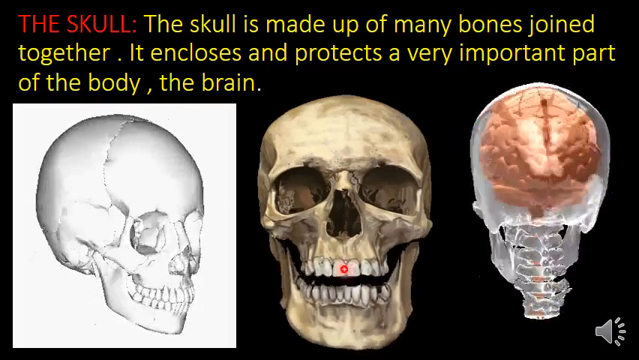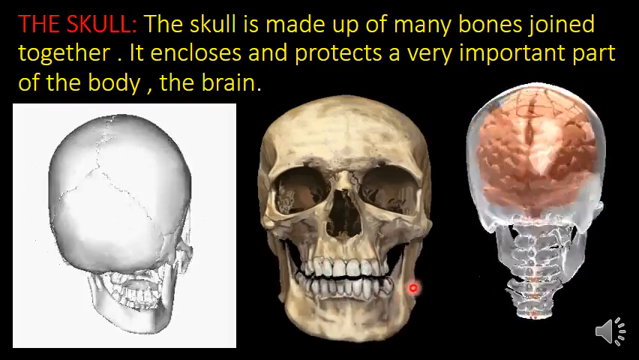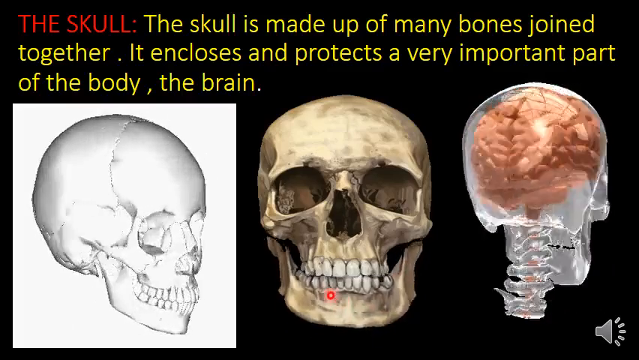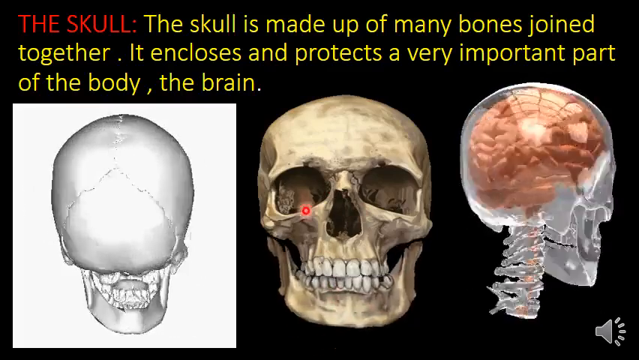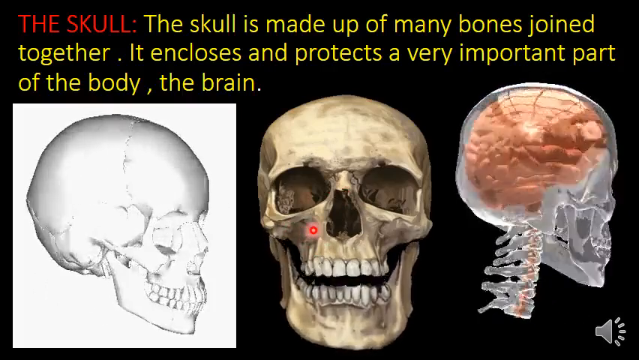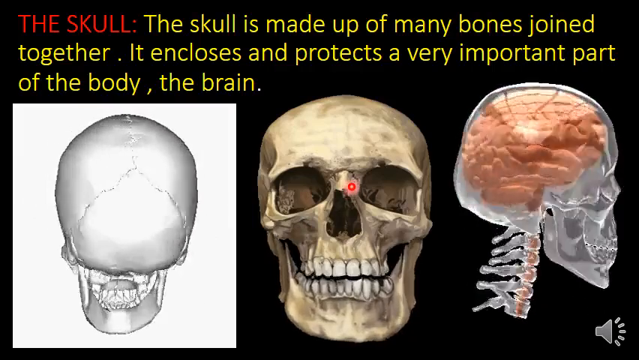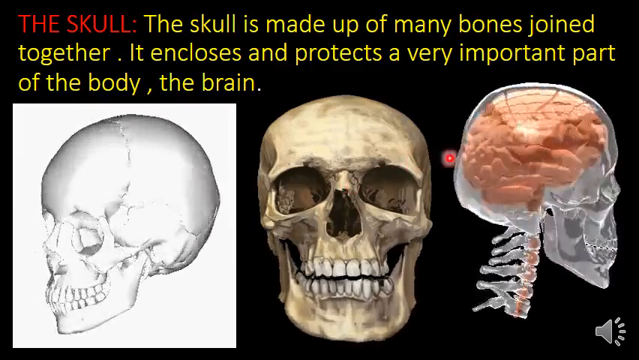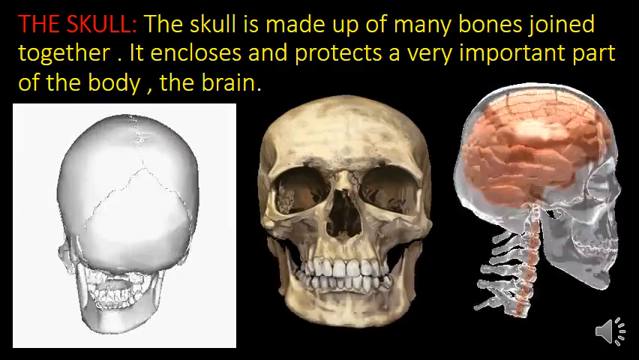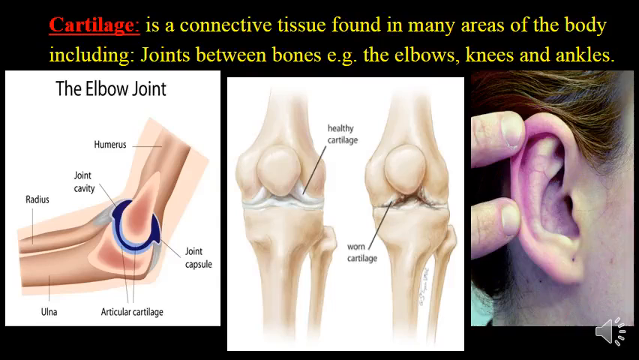In the skull, only the lower jaw is the movable joint. Only this bone can move, whereas the remaining part of the skull is fixed. Skull is the fixed joint which helps to protect the soft internal organ, that is the brain.